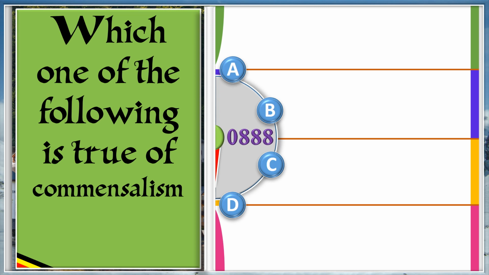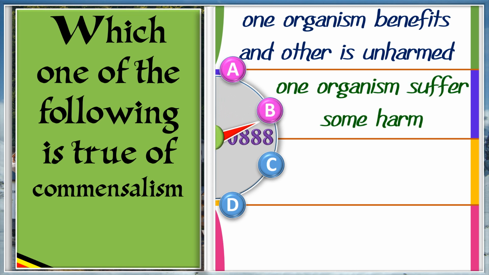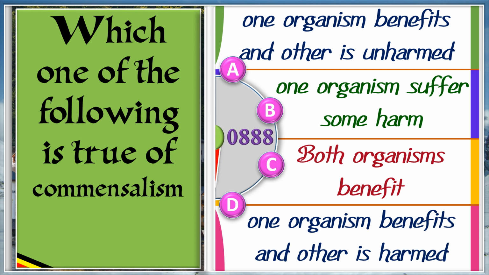Which one of the following is true of commensalism? A. One organism benefits and the other is unharmed. B. One organism suffers some harm. C. Both organisms benefit. D. One organism benefits and the other is harmed. And the answer is A. One organism benefits and the other is unharmed.